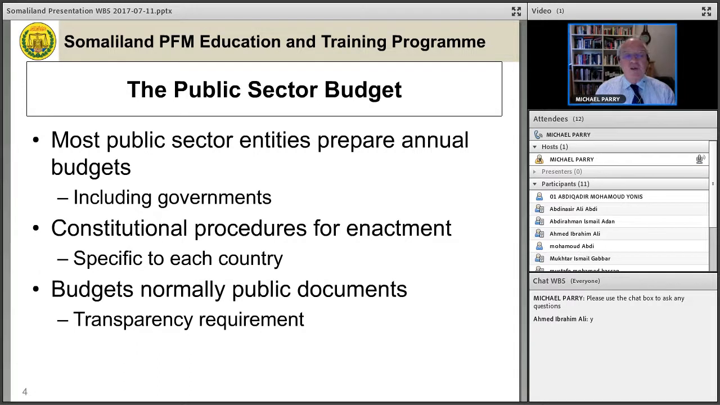And budgets are normally public documents. It is in fact a requirement of the IMF Code on Fiscal Transparency that budgets should be published. So it is an international requirement that budgets should be published, and most countries do publish their budgets.